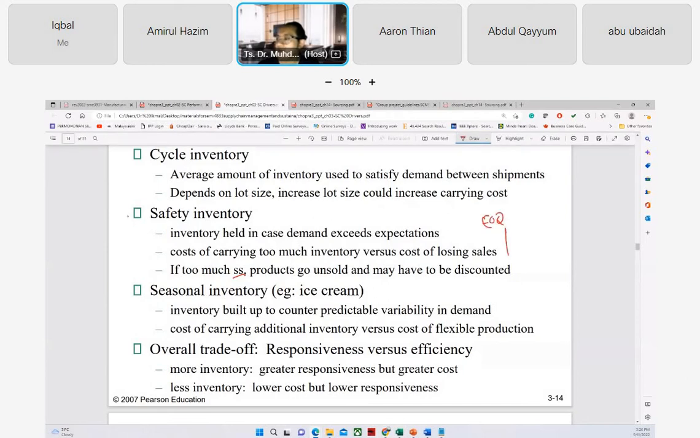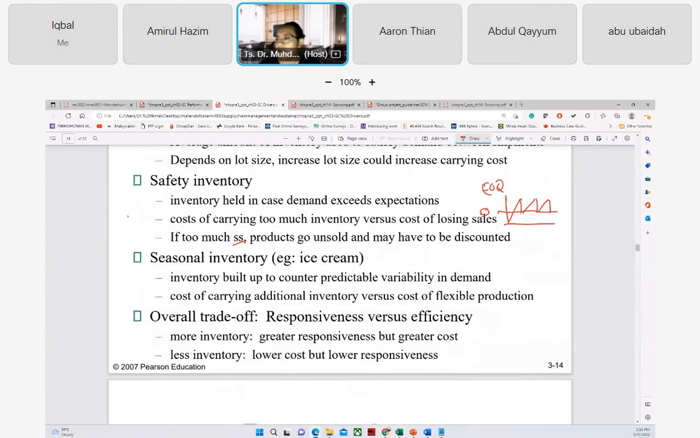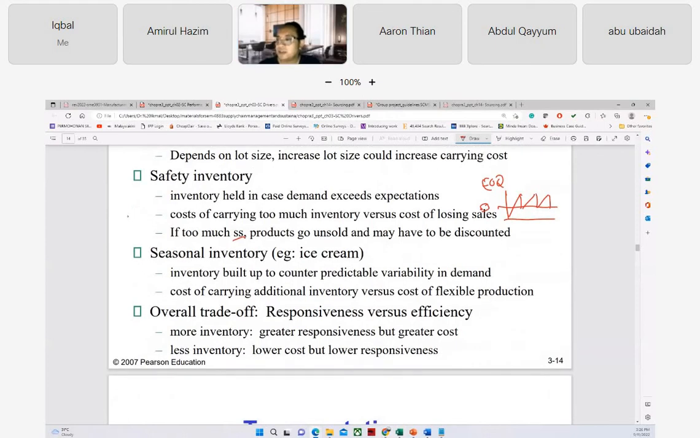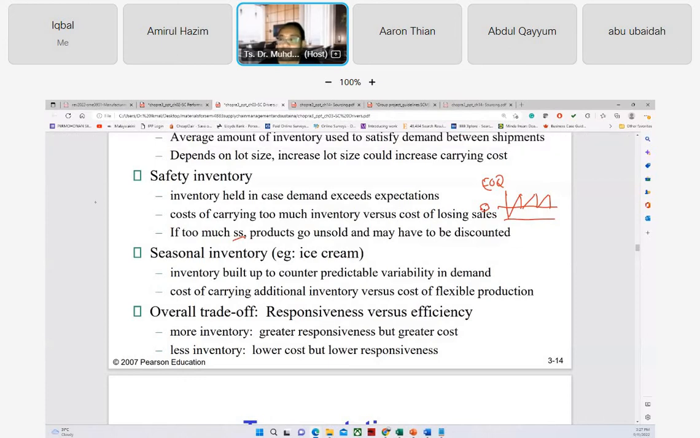Okay, this one. Safety stock, your min-max. Seasonal inventory, for example ice cream: inventory built up to counter predictable variability in demand, the cost of carrying additional inventory versus the cost of flexible production. So that's the thing. One thing is seasonal inventory.